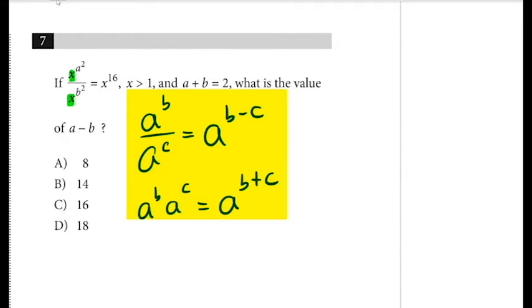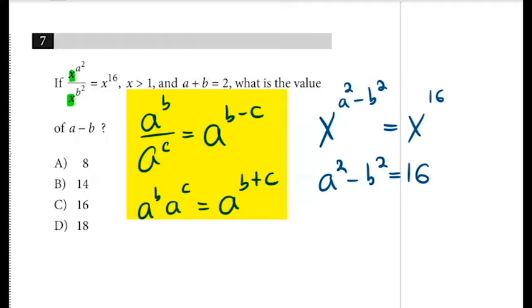So just like the top rule in yellow here, that means we should subtract the exponents, even if there is an exponent within an exponent, which is super strange. But it'll look a little something like x to the a squared minus b squared, and that's equal to x to the 16th. Now if the bases are the same and the expressions are equal to one another, then that means that the exponents are also equal to one another. So we can go ahead and say that a squared minus b squared equals 16.